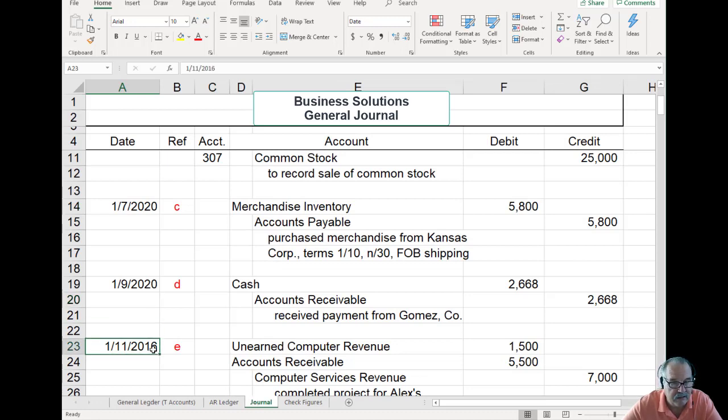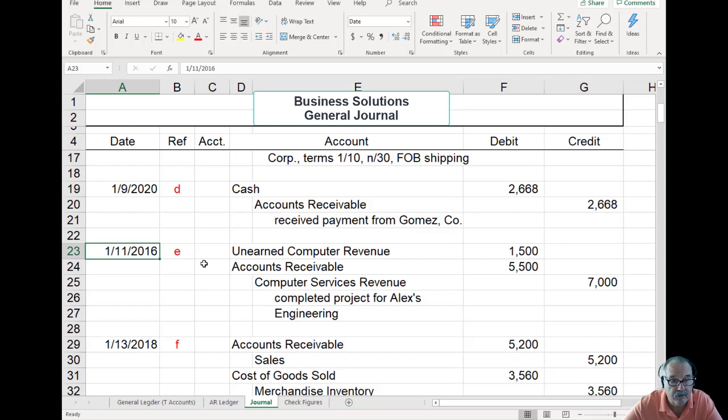Transaction E says on the 11th, and we'll change that to 20. The company completed a 5-day project for Alex's Engineering Company and billed it $5,500, which is the total price of $7,000 less the advance payment of $1,500. The company debited unearned computer services revenue for $1,500.